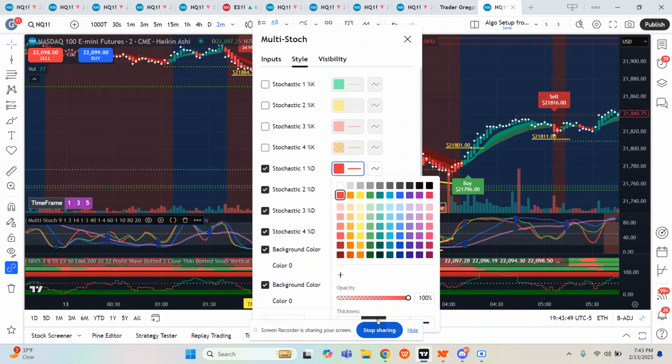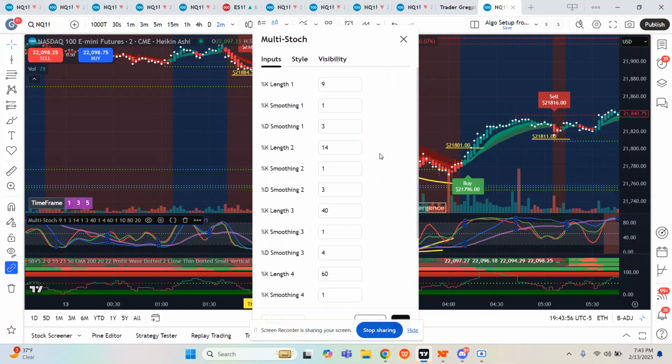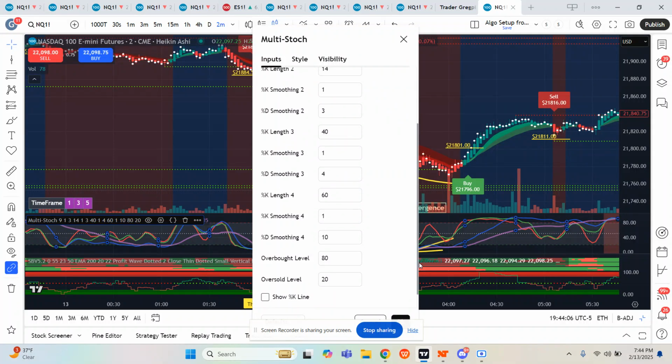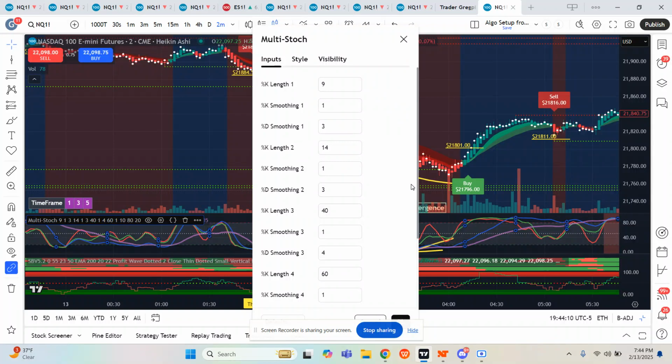And on each of these, I think I just have it at level 2 just to brighten it up a little bit. But the first one, the inputs on the D length, is going to be... Where does it start at? I'm trying to find out where these things start. I haven't looked at the multi-stock in forever. Yeah, it starts at 9. 14, 40. Okay, here we go.